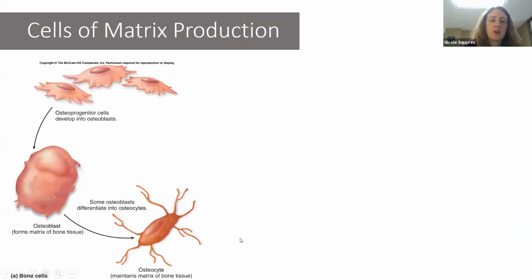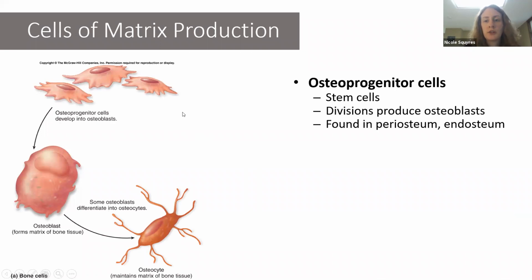And there is a group of cells that are responsible for this. So we'll start by looking at the cells that produce matrix. The first group of cells that we're going to look at are called osteoprogenitor cells, which we can see in this image here. They're these little flat cells. These are stem cells, so they're constantly dividing.